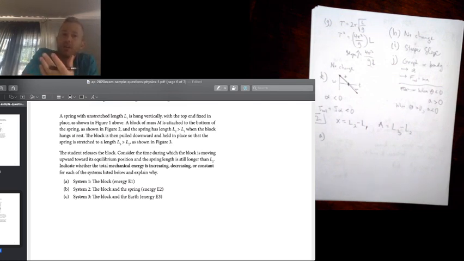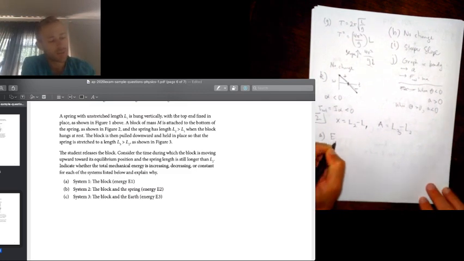Now we talked about if the system is only the block, there's no gravitational potential energy, because in order to have gravitational potential energy, the system has to be block and Earth. In order to have elastic potential energy, the system has to include the spring. So because system 1 doesn't have the Earth or the spring, we don't include elastic potential energy and we don't include gravitational potential energy. So the mechanical energy of system 1 is just kinetic energy.